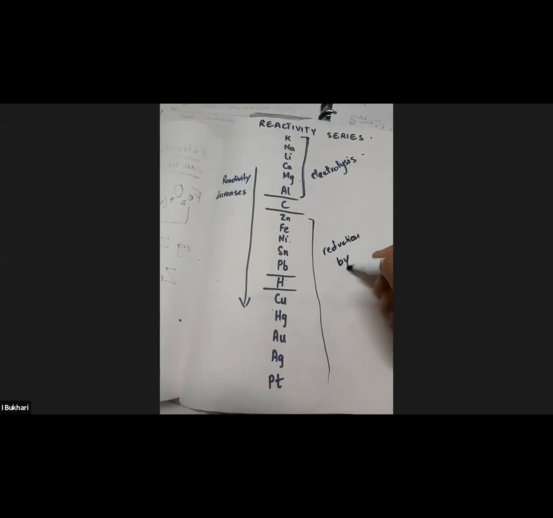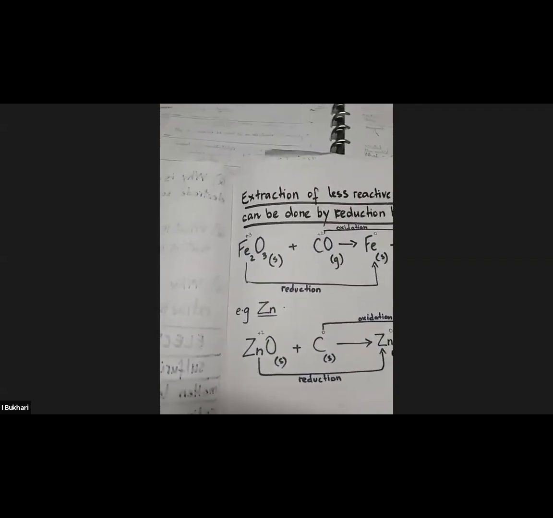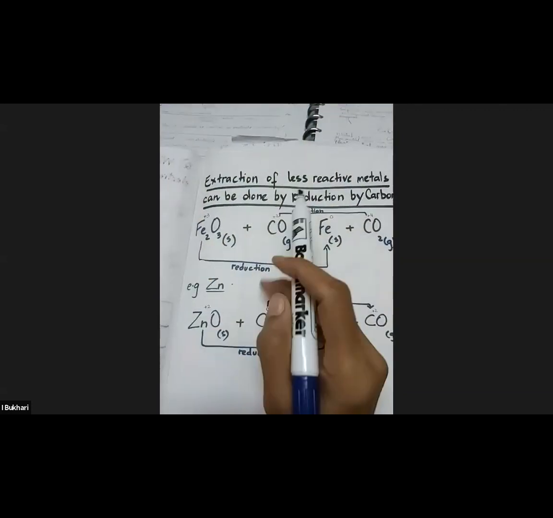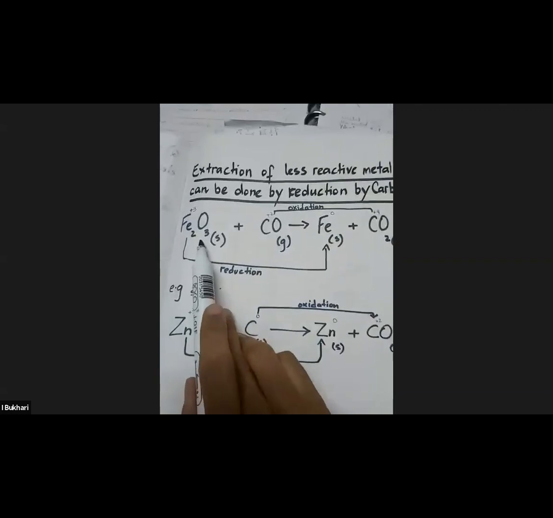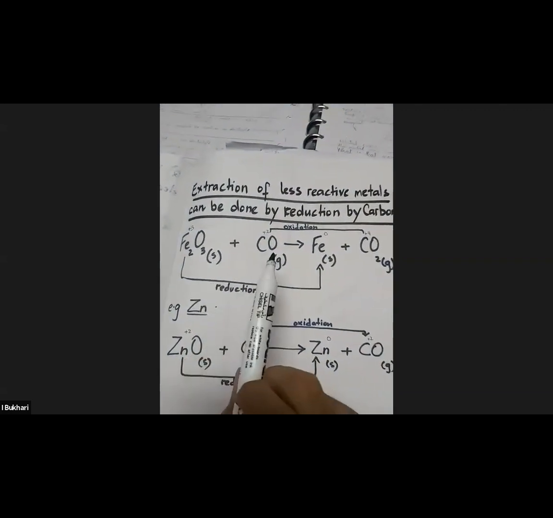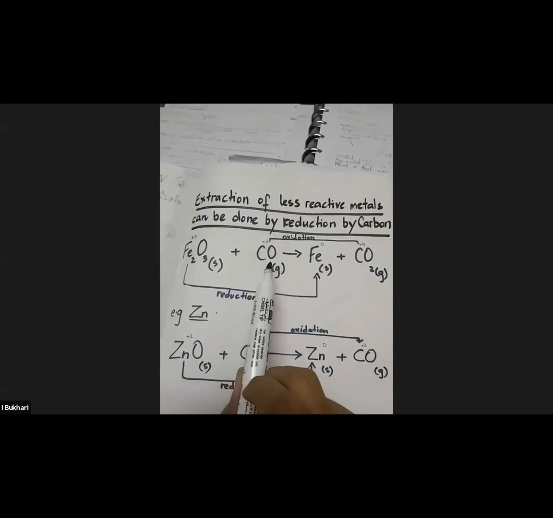Reduction by carbon. If you remember, you did this in grade 6 and 7. I don't remember, but yeah, maybe in grade 7. Extraction of less reactive metals can be done by reduction by carbon. Like iron exists in the form of iron oxide. We were using carbon monoxide as the reducing agent because it is reducing.